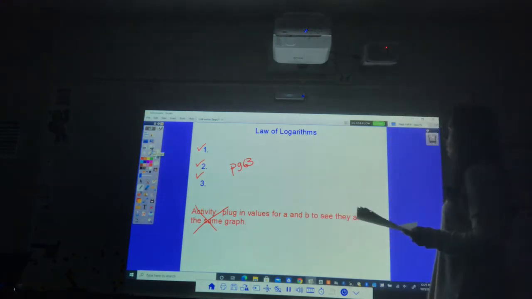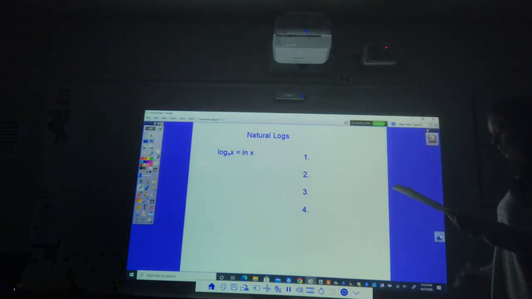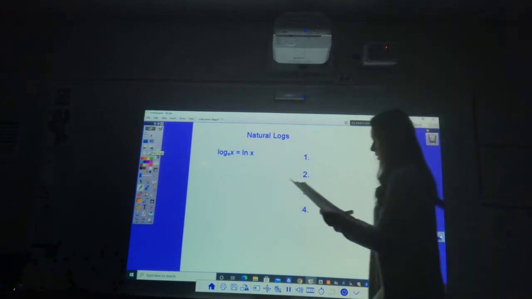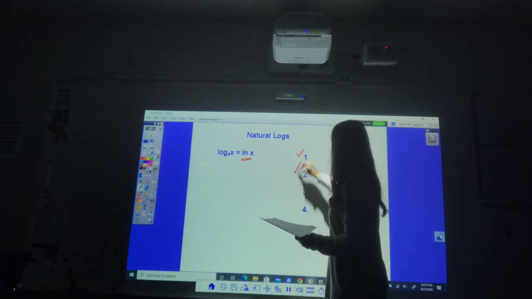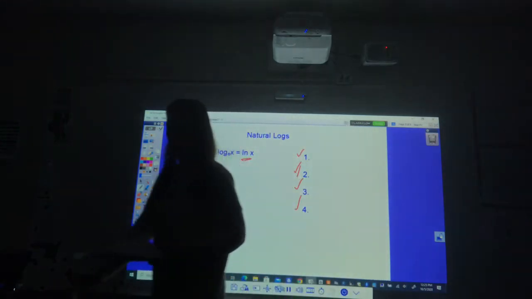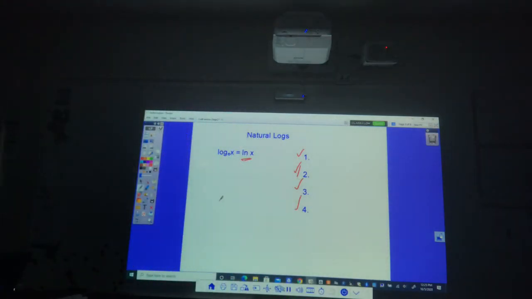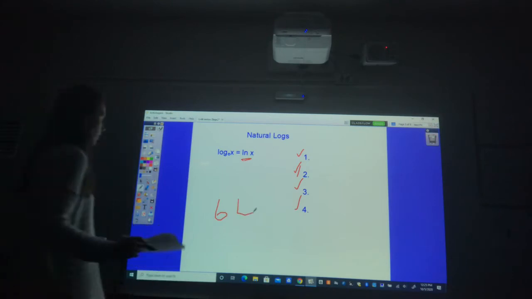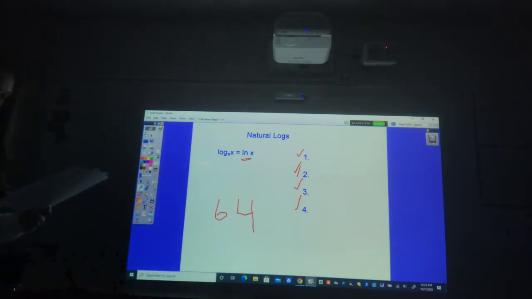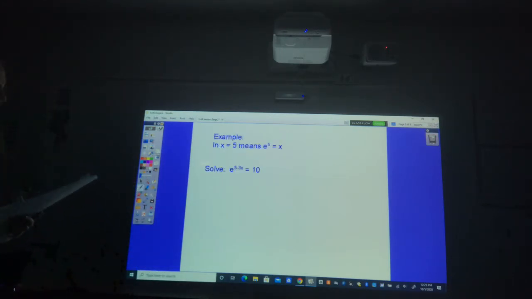All right, the next thing we're going to talk about is natural logs. And same thing, we have log base e of x equals natural log of x. If you could write down these 4 rules about natural logs, they're not really numbered, but they're on page 64. Okay, thank you. Page 64. All right, next page.